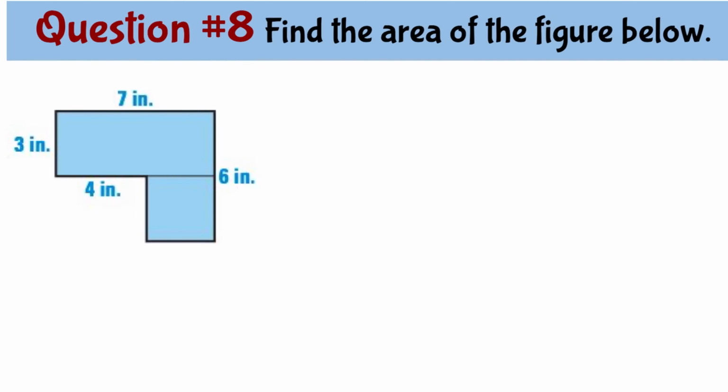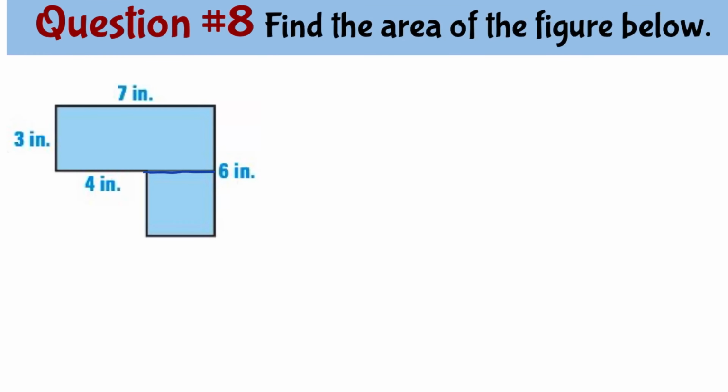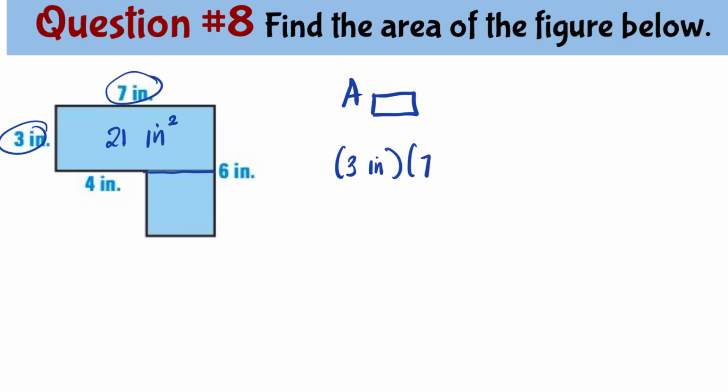Question number 8. Find the area of the figure below. Just like with the previous problem, we have here two shapes. Calculating the area of the bigger rectangle, we can just multiply 3 inches by 7 inches. So the area of that rectangle is 21 inches square.